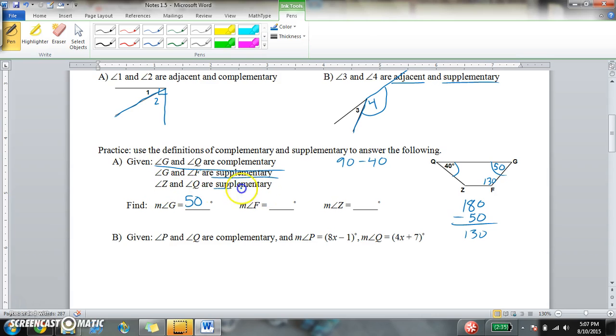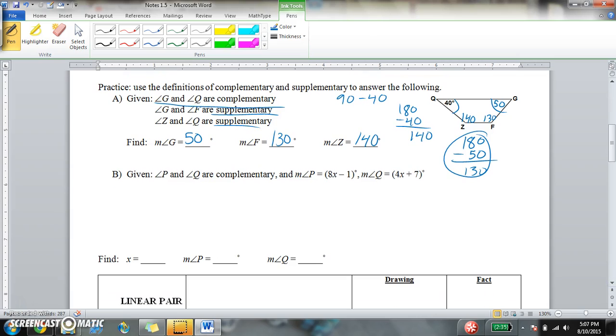Same thing, Z and Q are supplementary, so we already know Q is 40. Same thing we did down here. Take our 180 degree total, subtract the 40 that I already have, and get that Z is 140. So F was 130, Z 140.